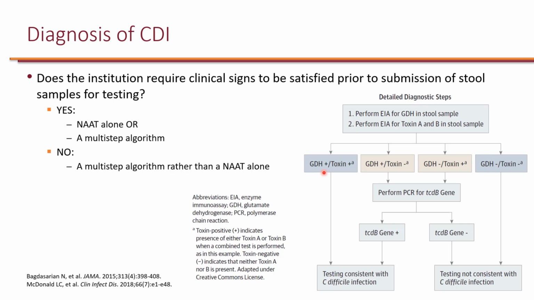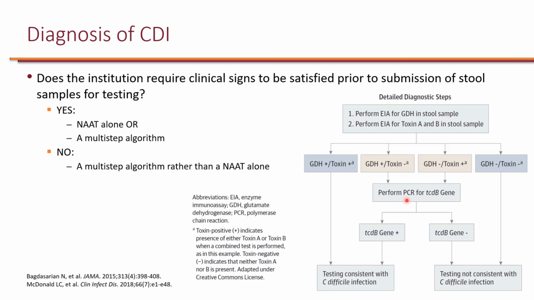So if both of these happen to be positive, so if it's GDH positive and toxin positive, then the conclusion is that the patient has C. diff infection. And of course, on the other hand, if both of them test negative, then it's concluded that the patient does not have C. diff infection. Now, if there is discrepancy between these two, meaning that either GDH is positive and toxin is negative, or GDH is negative but toxin is positive, then it's recommended in this algorithm to do the nucleic acid amplification test just to confirm this discrepancy.